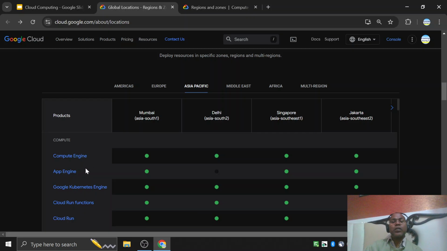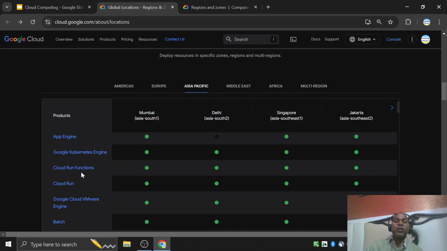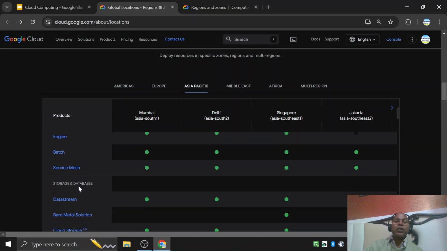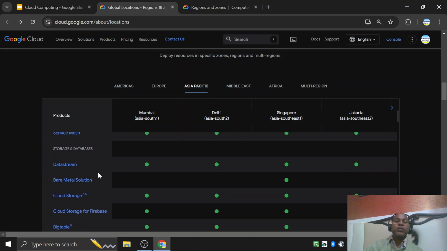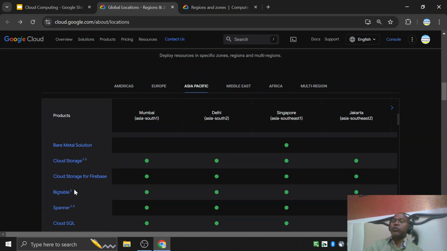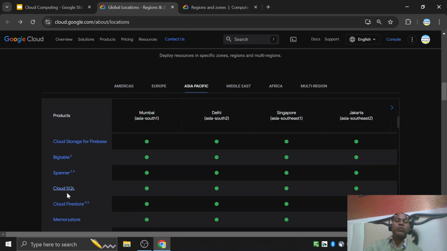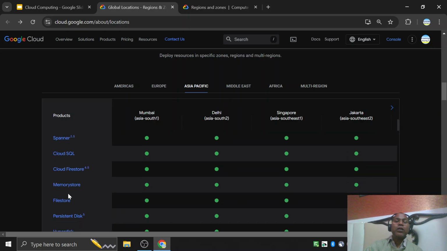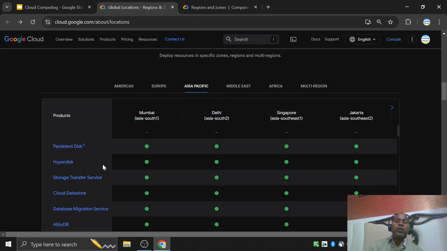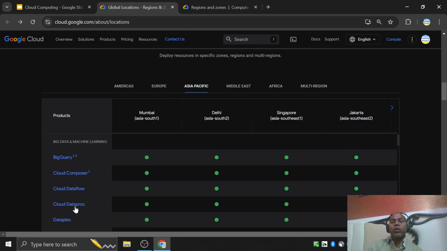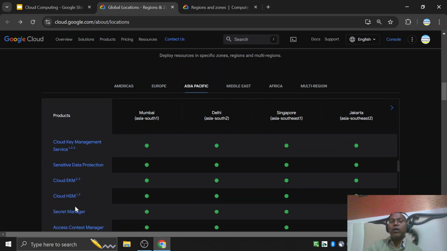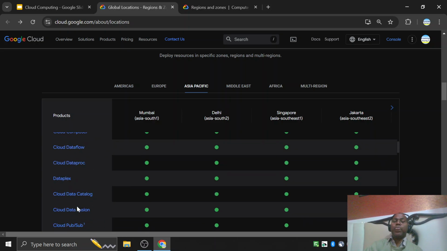Our products or services include Compute Engine, Apigee, App Engine, Cloud Run, Cloud Functions, batch processing, service mesh, and Datastream. Other services are Bigtable, Spanner, Cloud SQL, and Filestore. There are lots of services we're going to talk about later. Google Cloud offers more than 100 services.